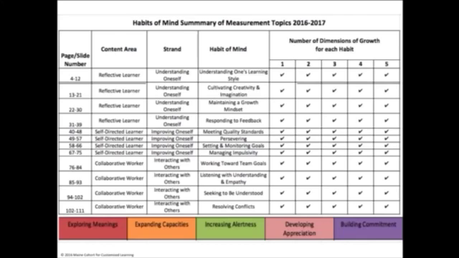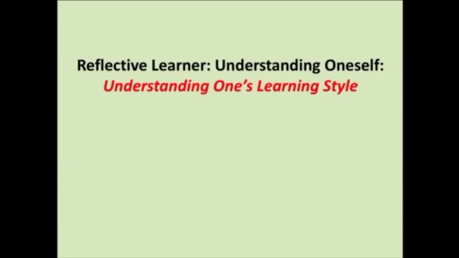Then you have the list of the 12 habits of mind that we have selected. The 5 check marks showing a 5-step progression is really a descriptor that mimics the bottom bar here, where again, we're looking at our 5 dimensions of growth. So let's take a look just as an example. Here, the one we're going to look at is the one under reflective learner, understanding oneself, and the measurement topic is understanding one's learning style.